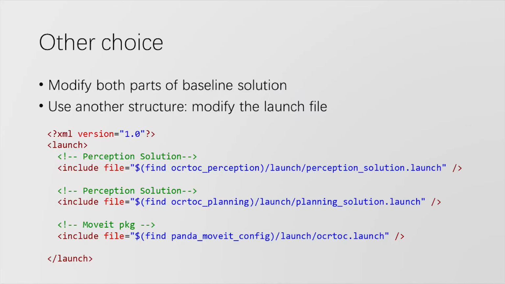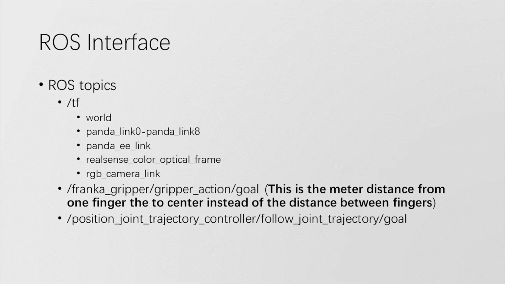There are also some other options. You can modify both parts of the baseline solution. And if you don't want to use the perception and planning structure, you can use your own structure, but you need to modify the ROS launch file as shown here. On top of that, I will talk about the interfaces.